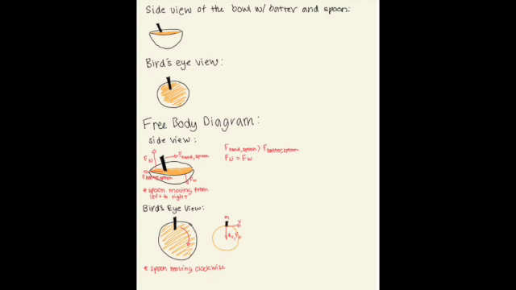From the bird's eye view, the spoon is moving in a circular motion, moving clockwise. This means that it is following centripetal acceleration motion, in which the acceleration and the force are going inwards, while the velocity is moving essentially to the right.